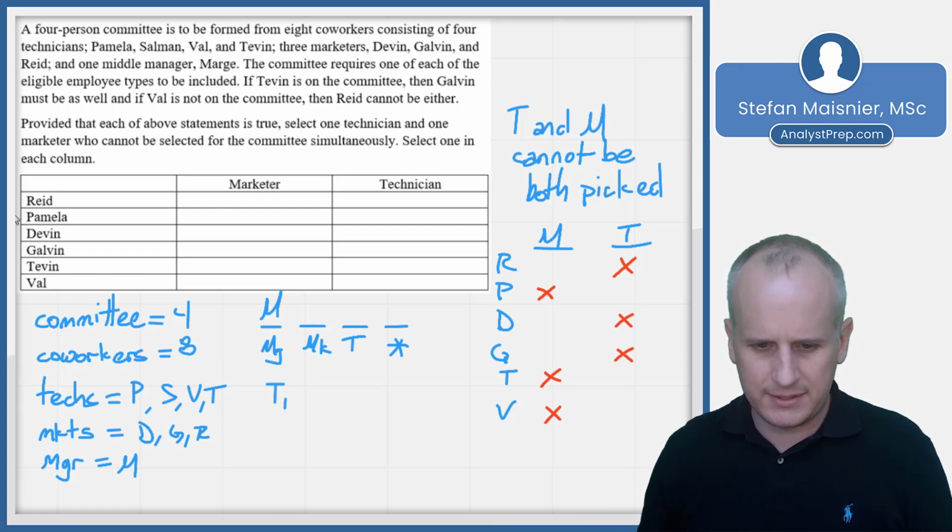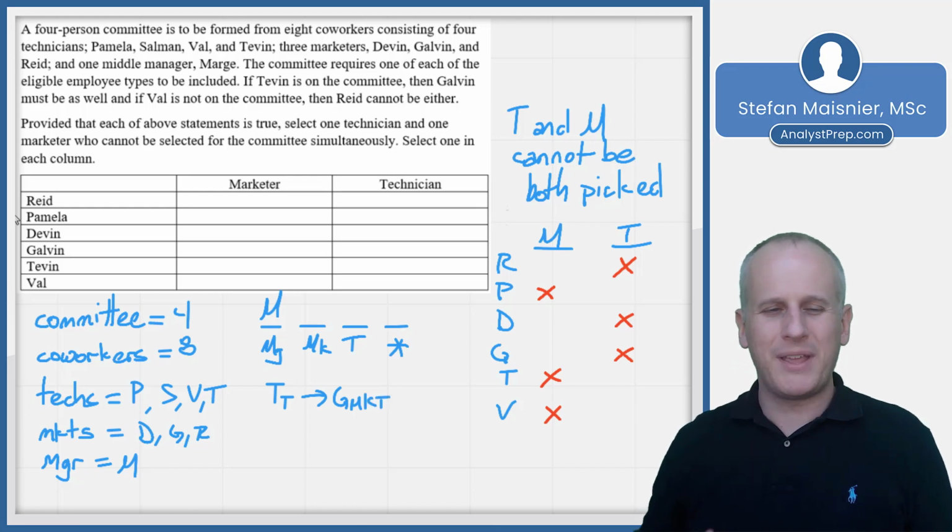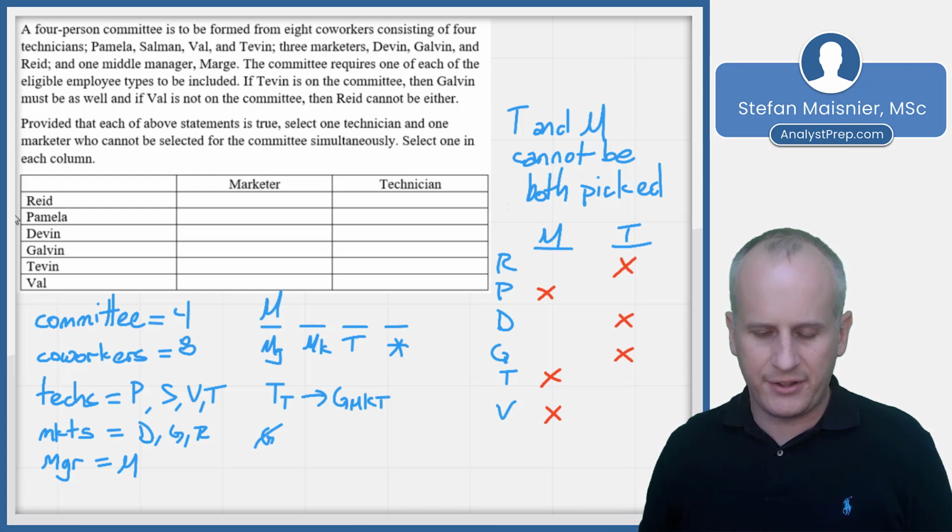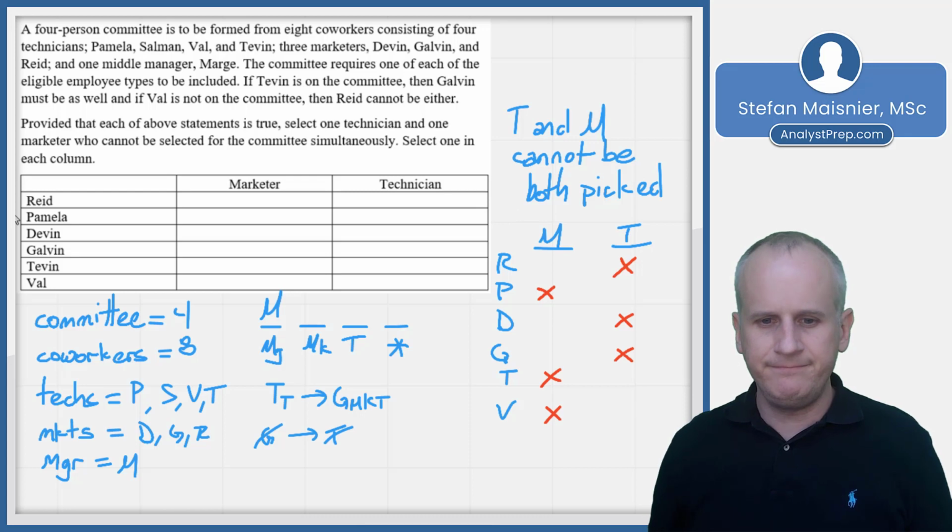Then we get to the last bit, which is that if Tevin is on the committee, and Tevin is a tech, so if we get T as a technician on the committee, then we know we have to have G as a marketer on the committee. But we have to think about what the opposite would be, which is that if G is not on the committee, then T can't be on the committee either.